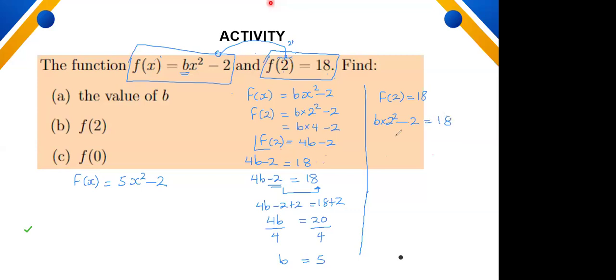And therefore, when you reach here, do the mathematics. 2 squared means 2 times 2, which is 4. So that's why here we have b times 4 minus 2, which gives us 4b minus 2 equal to 18. And then you can continue with the mathematics. Okay. So that's how you do it. So I want you to continue. Let everyone now continue.